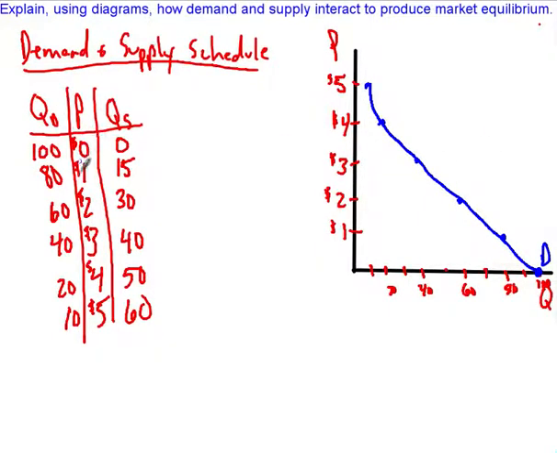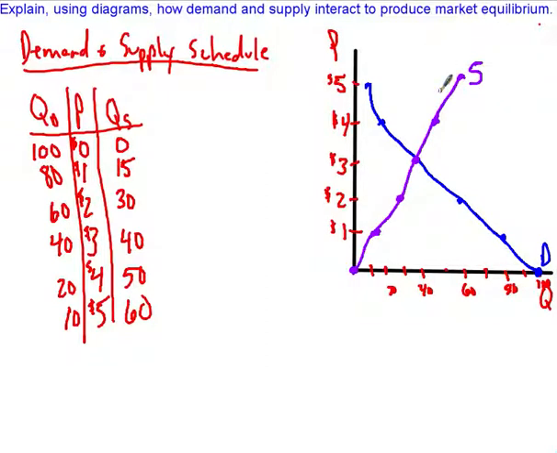And then we can do supply. At $0, they'll provide 0. At $1, they'll do 15. At $2, they'll do 30. At $3, they'll do 40. At $4, they'll do 50, somewhere thereabouts. And at $5, they'll do 60. All right, so we want to draw these. Again, not perfect, but you get the idea. And so there's the supply.